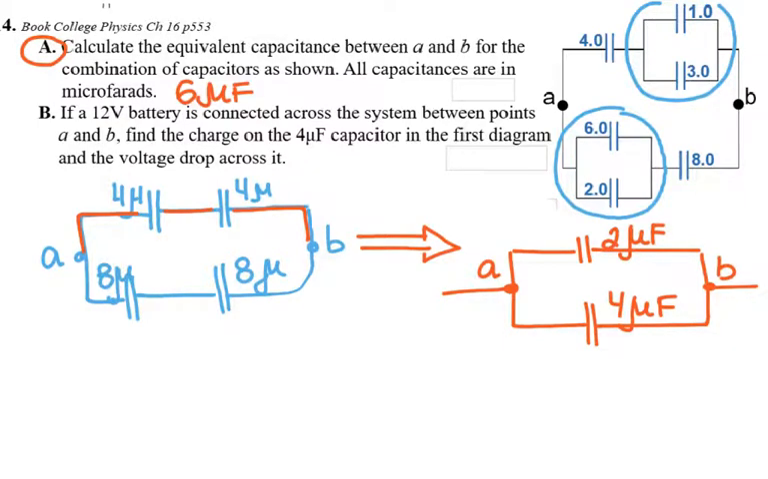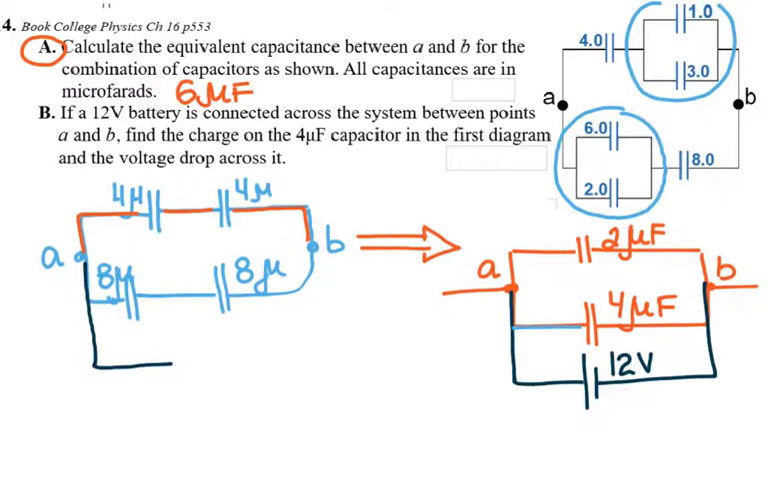Now they're saying, what if we connect the battery to point A and B? So I have the battery positive, negative, connected here, and the battery is 12 volt. They want you to calculate the charge across the 4 microfarad capacitor. So if the battery is connected right here and it is 12 volt, I want to calculate the charge on the 4 microfarad capacitor, the first one.